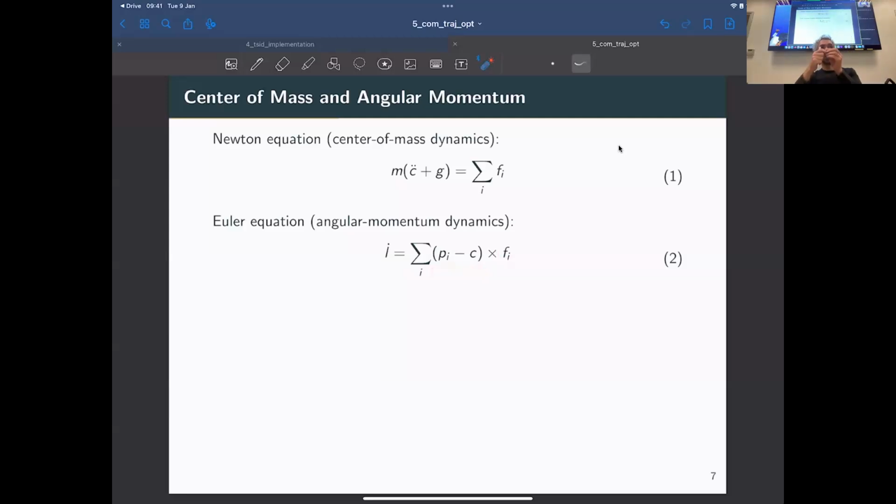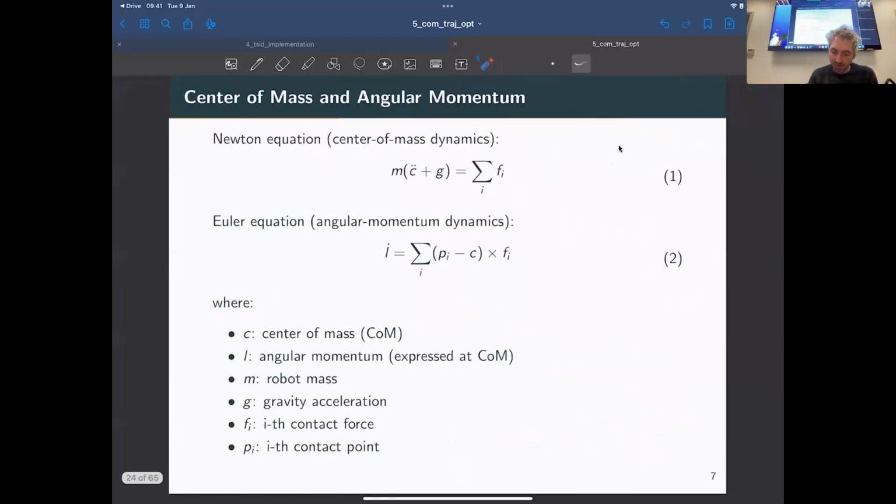So the lever arm is the distance between the contact point and the position of the center of mass. That gives you a moment. If you apply a force on a certain point on a body, that creates a moment at a different point, which is equal to the cross product between the lever arm and the contact force. That's mechanics 101. Okay, this is just a definition of all the terms, but I think I've already introduced them all.